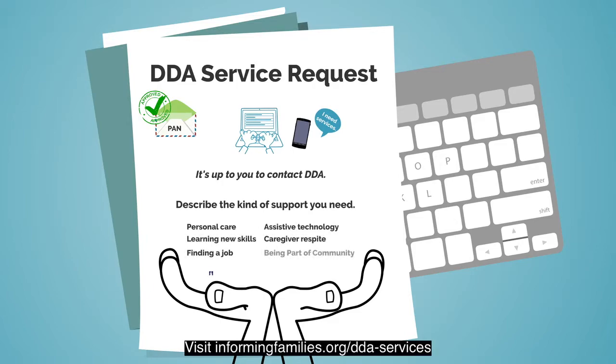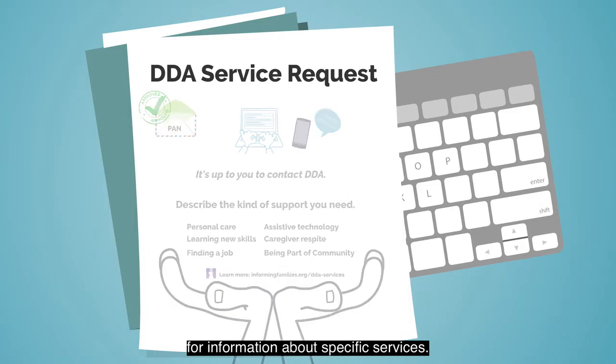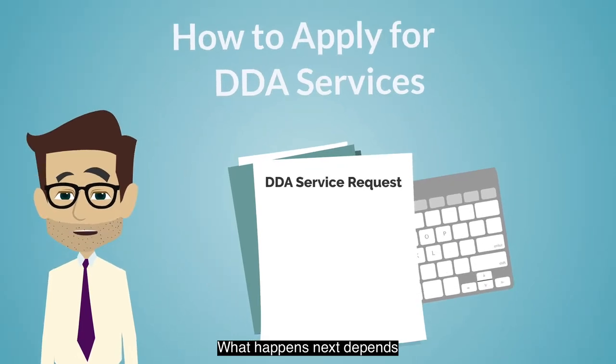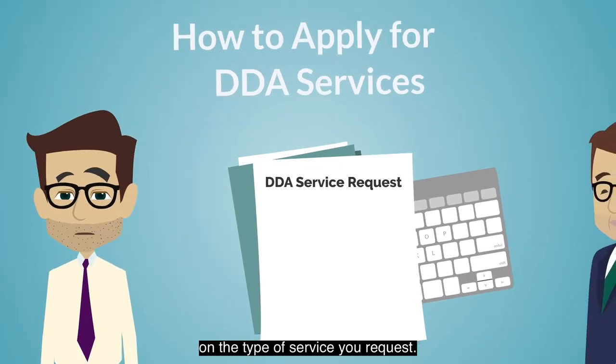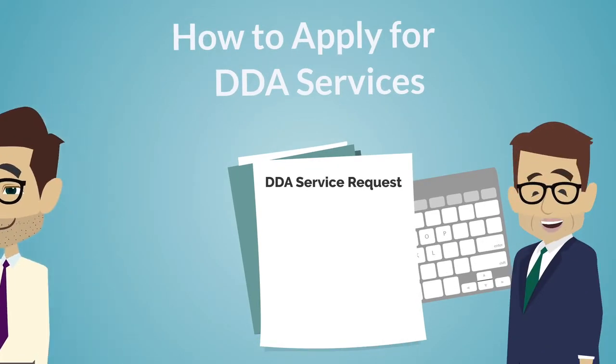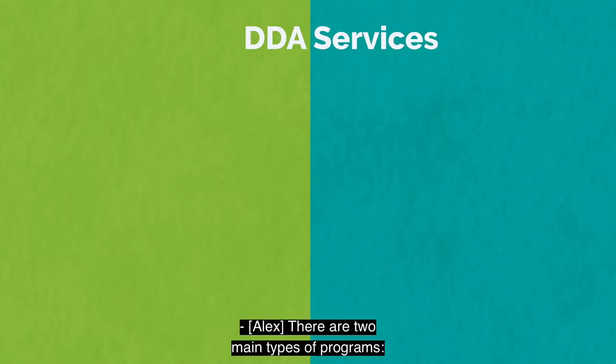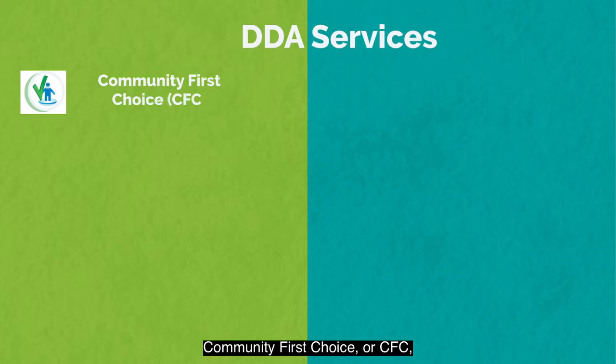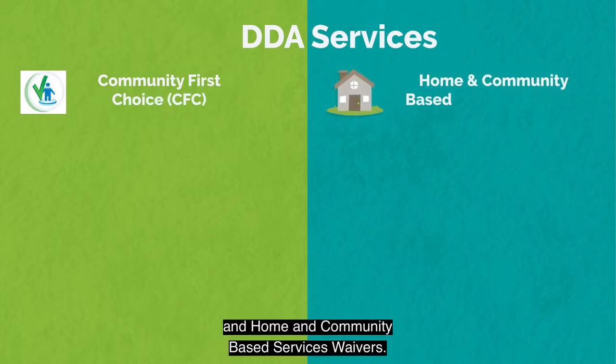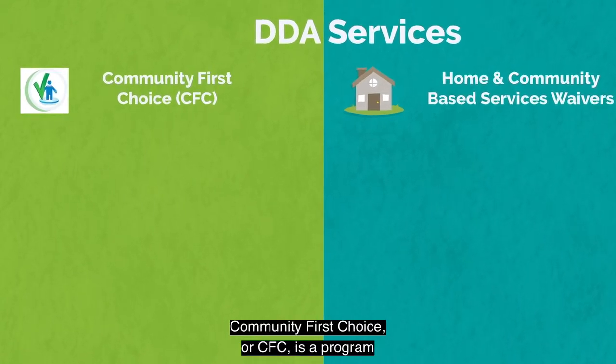Visit informingfamilies.org/DDA-services for information about specific services. What happens next depends on the type of service you request. Let's explain. There are two main types of programs: Community First Choice, or CFC, and Home and Community-Based Services waivers.